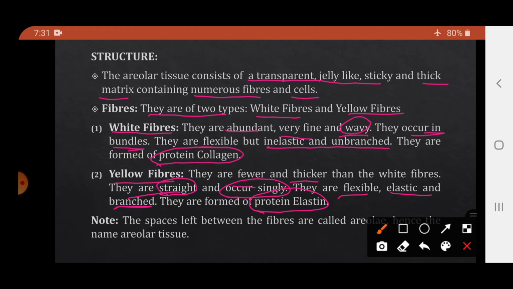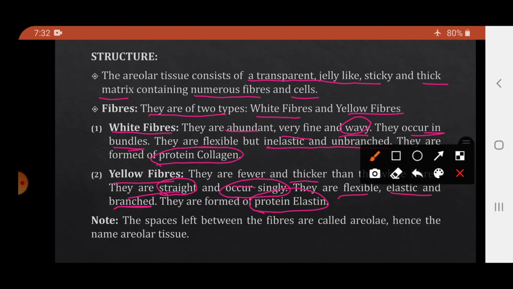White fibers, they are abundant, they are very fine, यानी delicate, and they are wavy. Whereas yellow fibers कैसे है? They are few, they are thicker as well as they are straight. White fibers always occur in bundles, whereas yellow fibers, they occur singly. White fibers are inelastic and unbranched, whereas yellow fibers are elastic and branched. The white fibers are formed of protein collagen, whereas the yellow fiber is formed of the protein elastin.